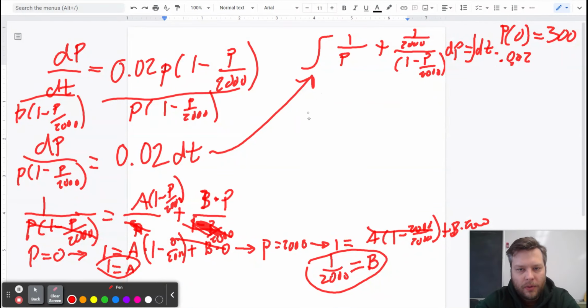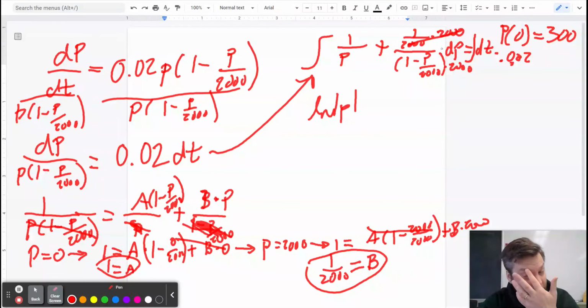The first part, 1 over P, just becomes natural log of the absolute value of P. The second part, those 1 over 2,000s are kind of annoying. So if you multiply the top by 2,000 and the bottom by 2,000, you just have 1 on top, and then you just have 2,000 minus P, which is great. So 2,000 minus P means that you've got a negative coefficient on the bottom, so you get a negative in front of your natural log.